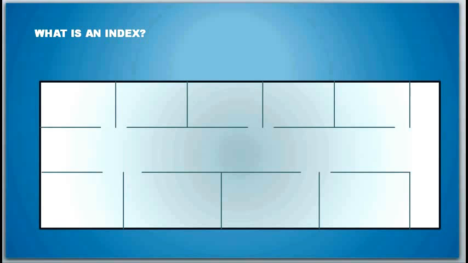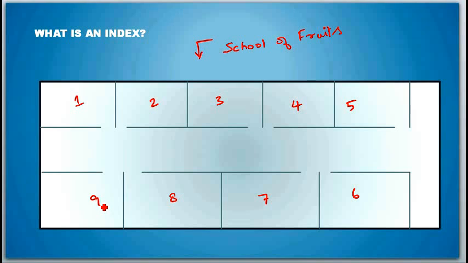let's say we have a school of fruits. So what is this? It's a school of fruits where the fruits come for studying. Okay, so now this is classroom 1, classroom 2, classroom 3, classroom 4, 5, 6, 7, 8, 9.